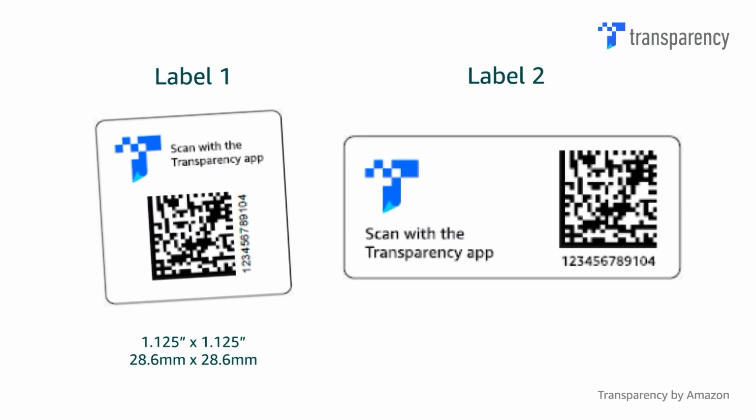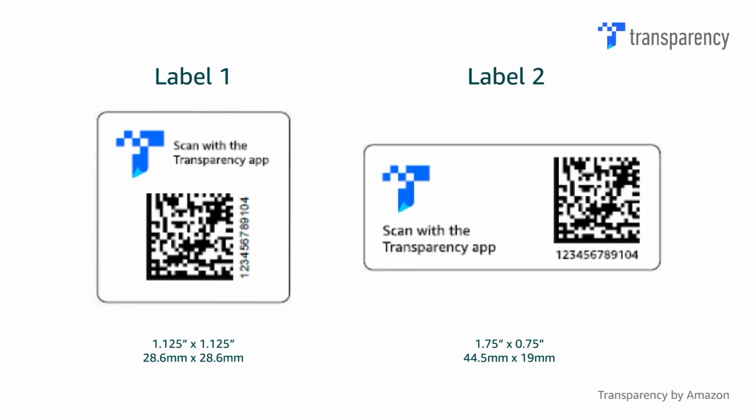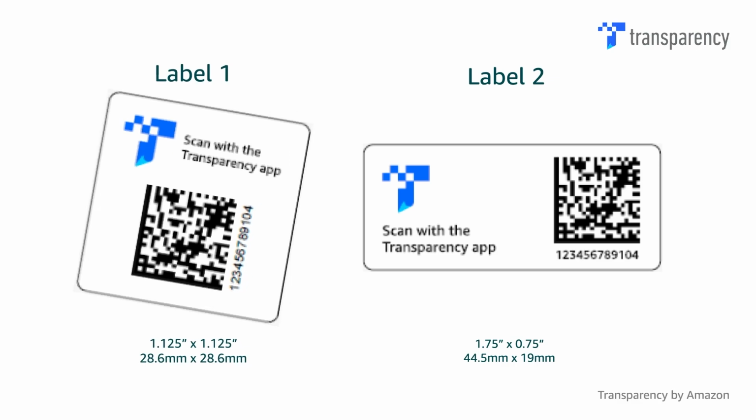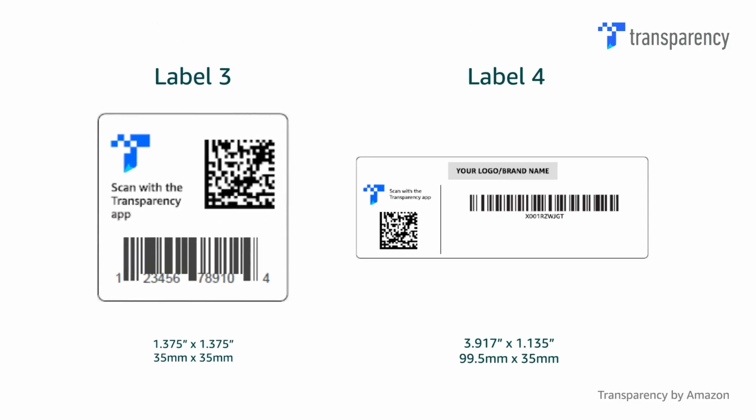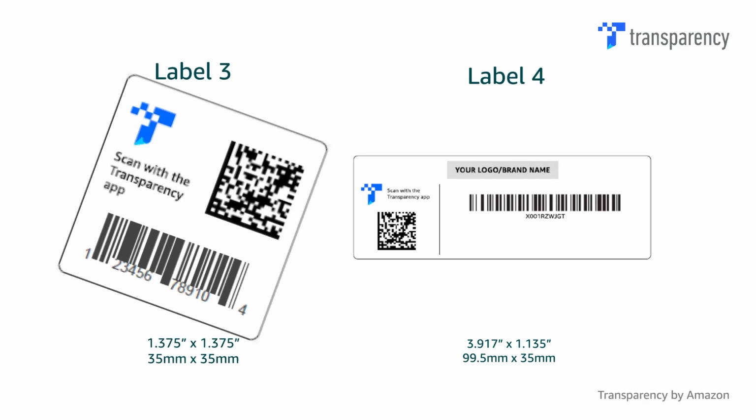Label 1 and 2 must be applied in addition to the codes that you apply today, whether it's a GTIN barcode or an FNSKU. Other labels, such as label 3 and 4, combine the GTIN or FNSKU barcode with the transparency code. Labels 3 and 4 are beneficial in that they simplify the workflow by combining 2 labels into one.